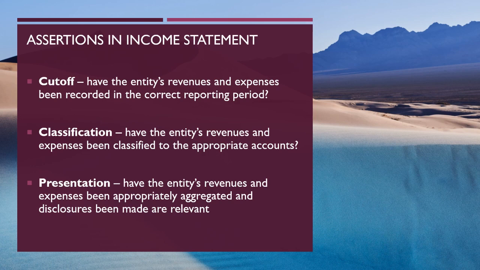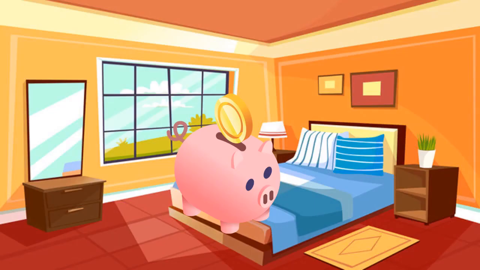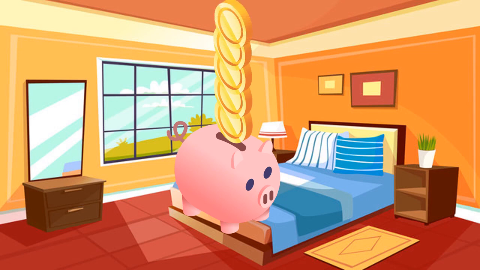We can look at two scenarios to understand assertions in balance sheet and income statement. Suppose that you have a piggy bank where you save your money. Every month, you count how much money you have put in your piggy bank and write it down on a paper. This paper is like your balance sheet because it shows what you own at a certain time. Completeness means that your paper has all the money that you have in your piggy bank and does not miss anything.